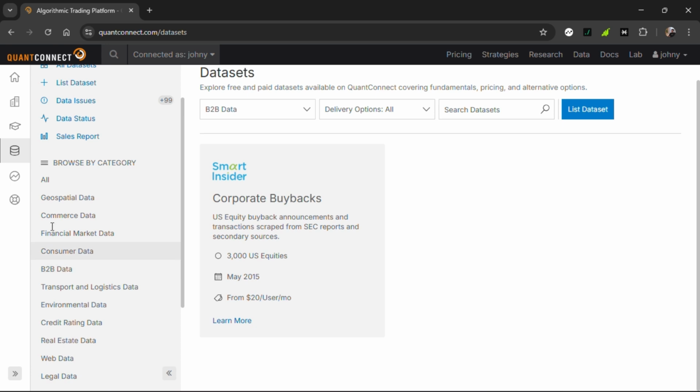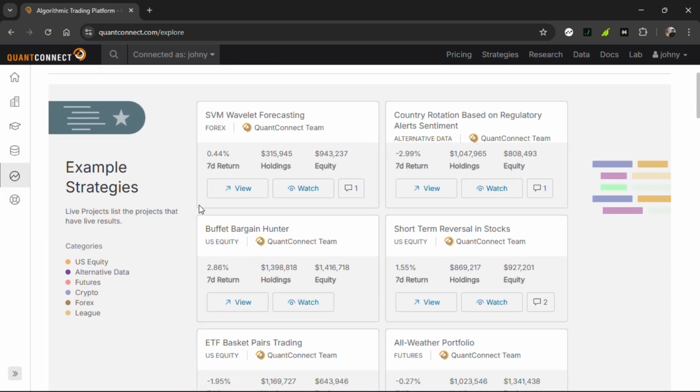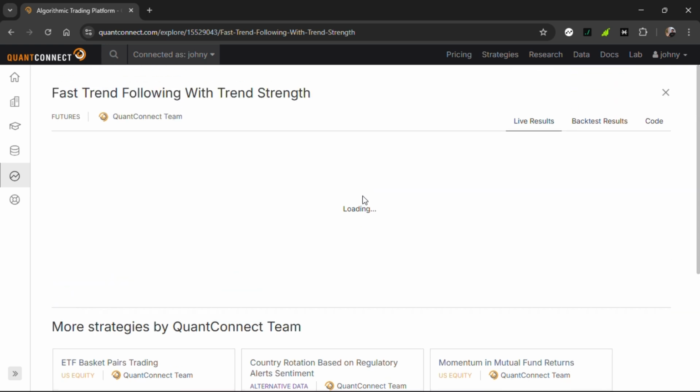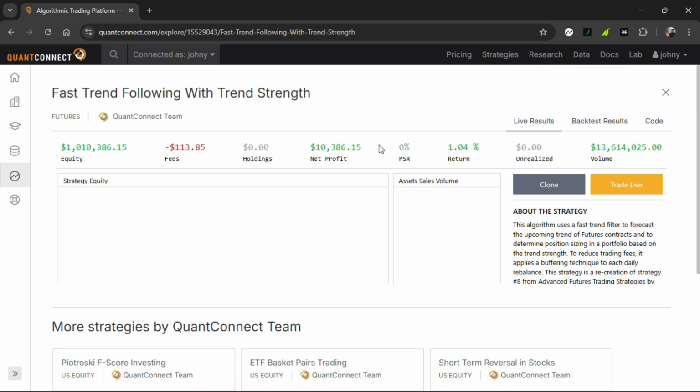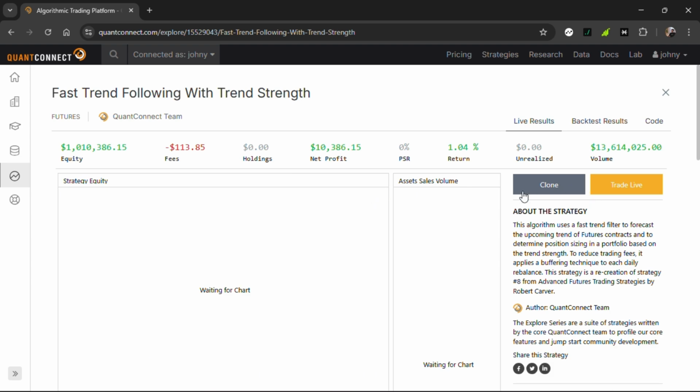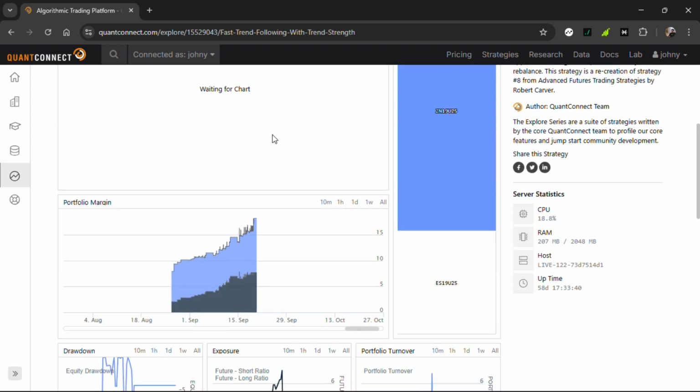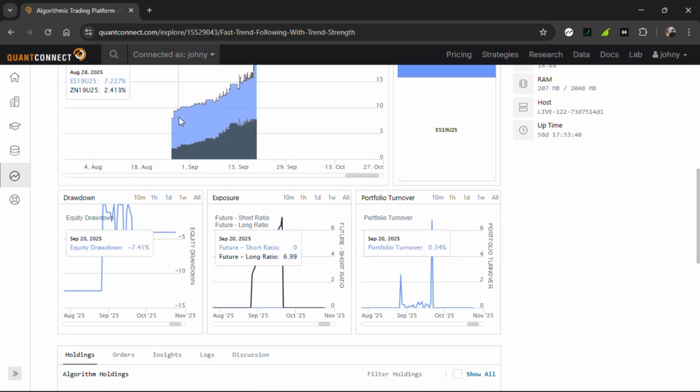You can backtest strategies in the cloud, use machine learning, and connect directly to brokers like Interactive Brokers, OANDA, and Binance for live trading. Plus, it's super flexible, whether you're testing momentum trading, pairs trading, or full on AI models.